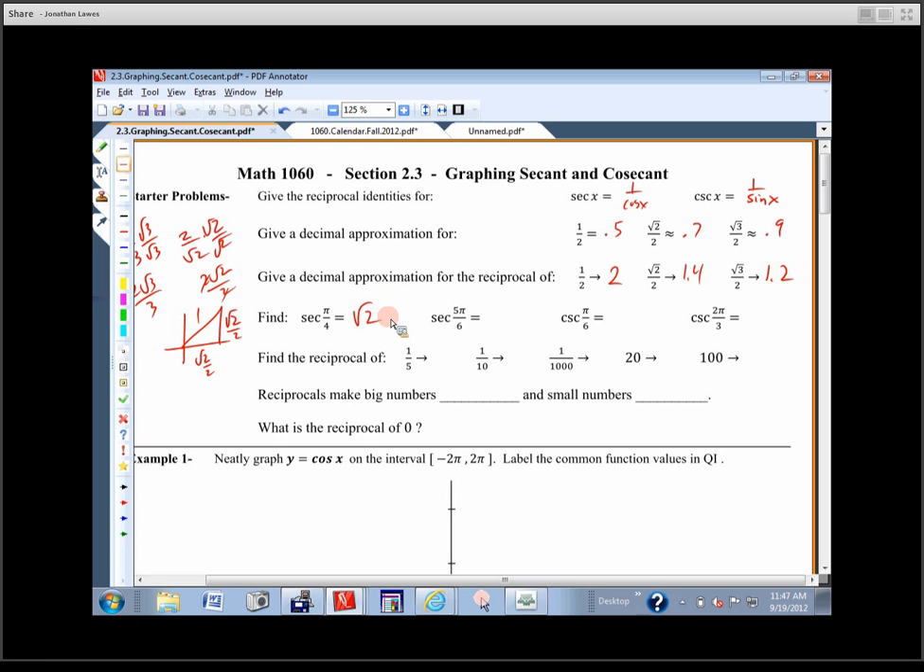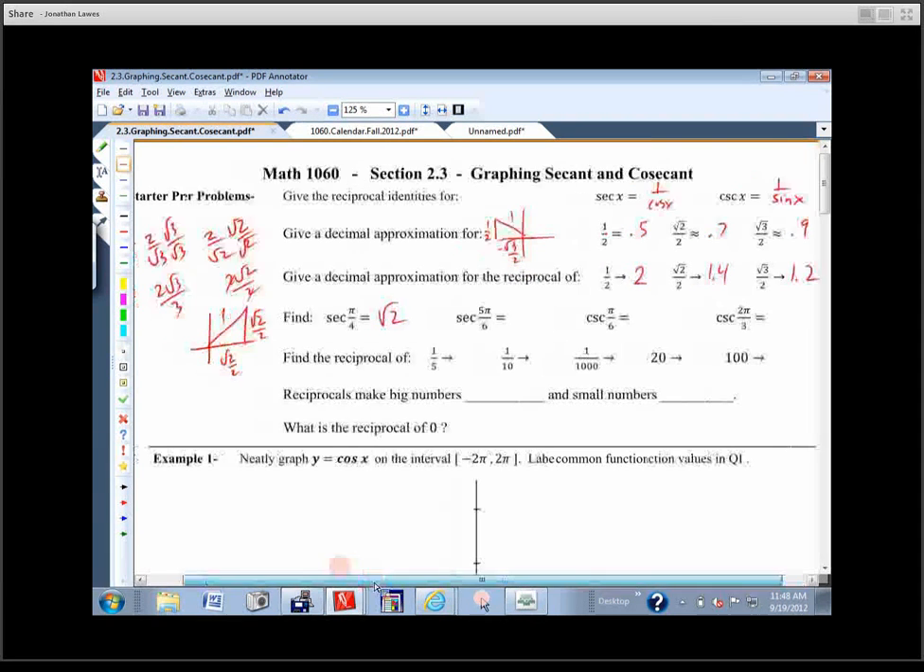If it were 5 pi 6, 5 pi 6 is over here. This is 1/2. This is negative radical 3 over 2. That's a 1. Again, it's the reciprocal of the x coordinate. So that would be this expression right here, except for it would be negative. So this is going to be negative 2 radical 3 over 3. You doing all right with that?